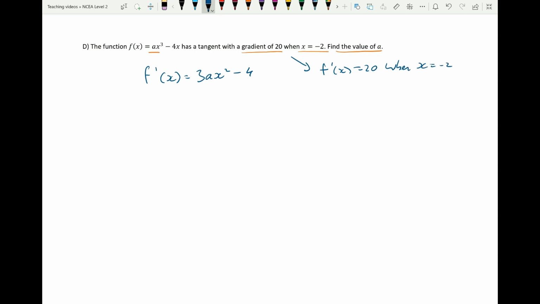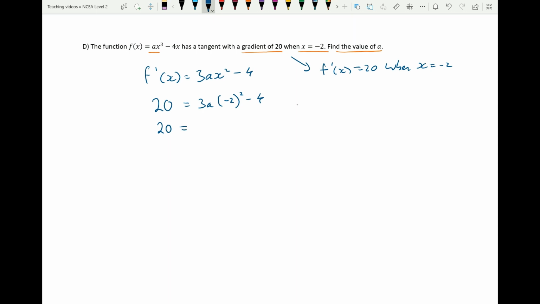So we now know f dash of x because we differentiated. And we know that that's going to give us an answer of 20 when x is -2. Now, putting that information into f dash of x, we can see how this is now helpful because a is now the only unknown. So we can solve this equation for a.